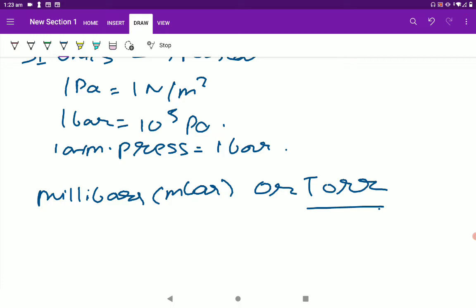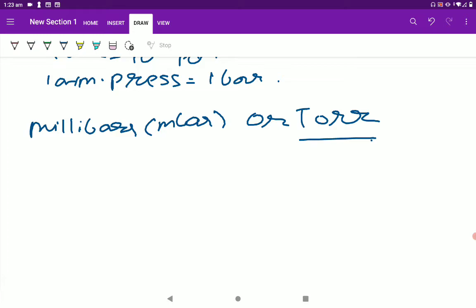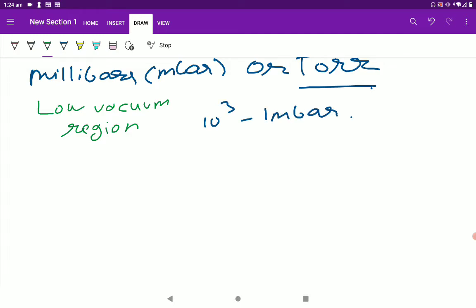We can use vacuum for different processes. So we can define different ranges of pressure. Mostly, the classification is made in the ranges of three orders of magnitude. According to the pressure range, different vacuum levels can be defined. Low vacuum region, we can define the pressure between 10 power 3 to 1 millibar. In medium vacuum region, the pressure ranges from 1 to 10 power minus 3 millibar.